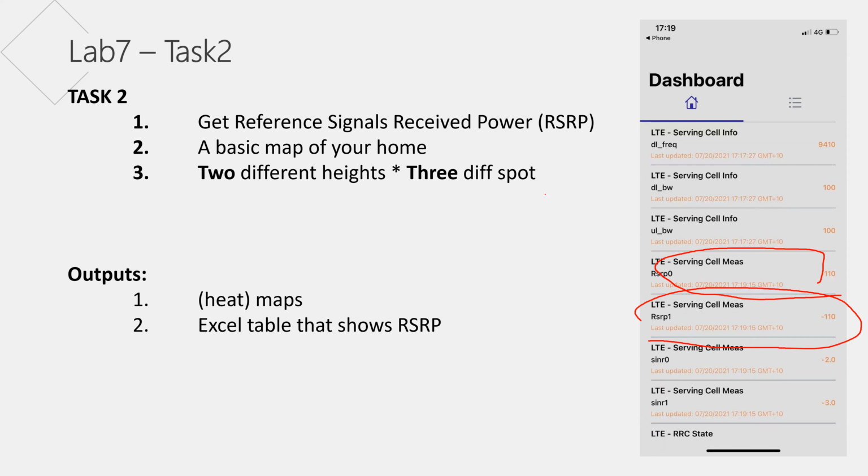All you need to do is select three different spots in your home, with two different heights in the same spot, which means you need to get at least 6 values for task two. Then you can draw a heat map, or maybe a simple map. The heat map is pretty good, but if you can't, you can just draw a simple map of your home and tell us what the difference is. And then you can also show an Excel table that contains all the values that you captured. And that's all.